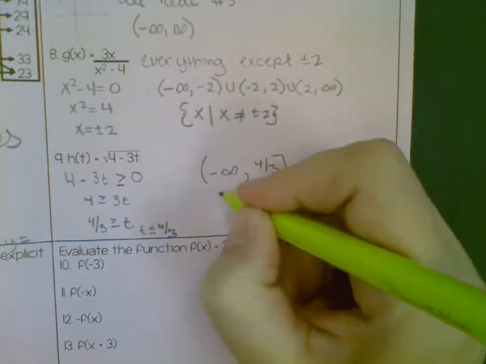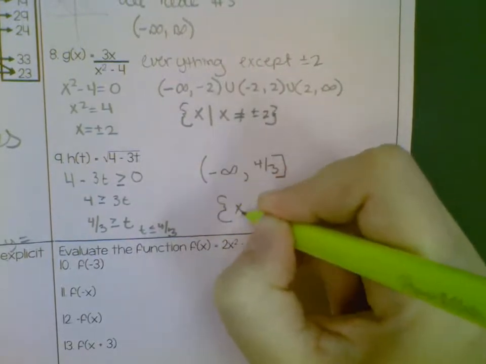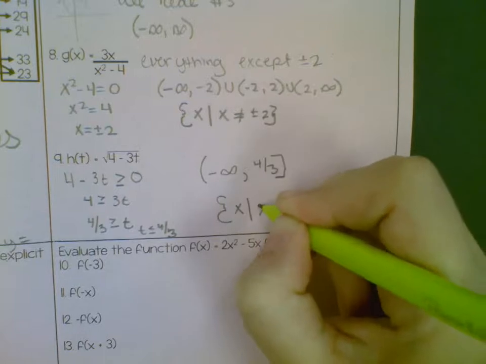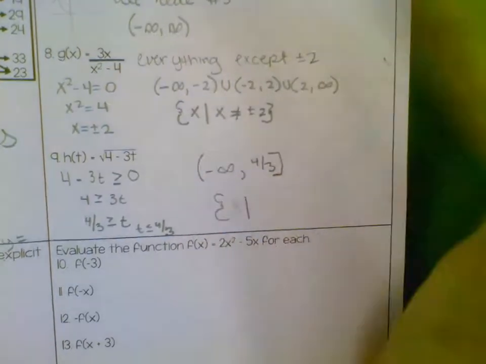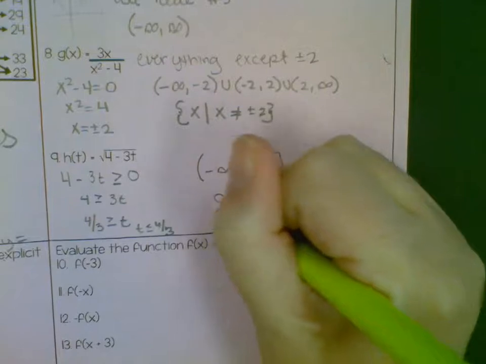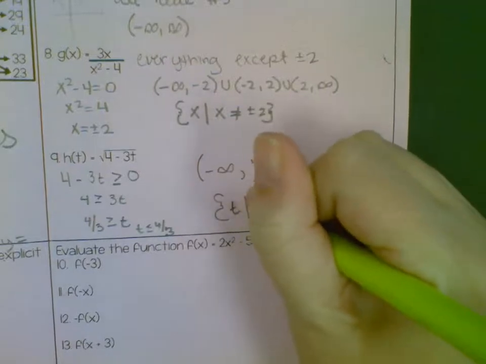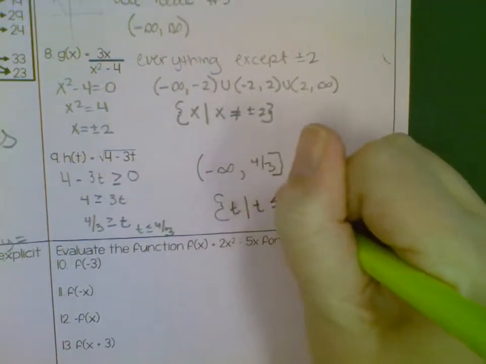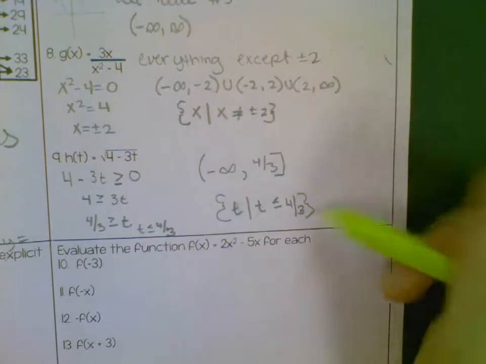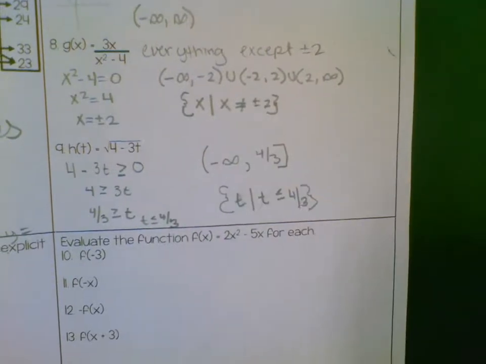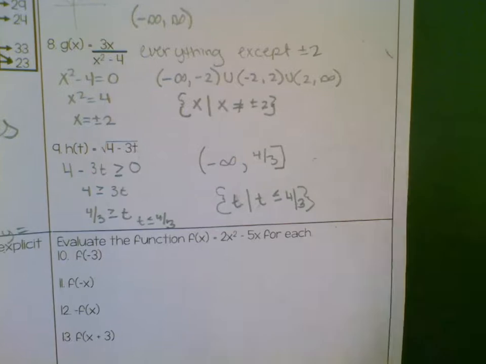If we want to do it this way, we would say x such that t, or it's jk. We're using t's, sorry. I like x's. I always use x for everything. So t such that t is less than or equal to 4/3. So which way do you like doing it better? Like I said, I like that way better.